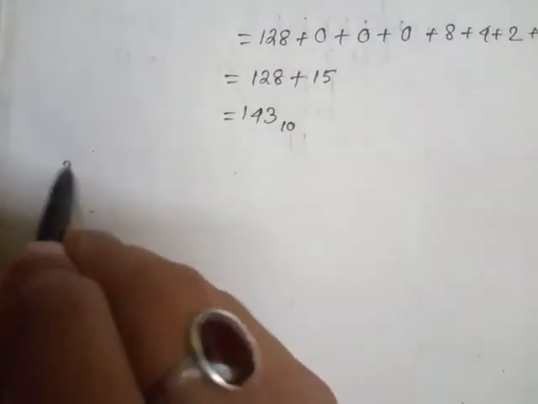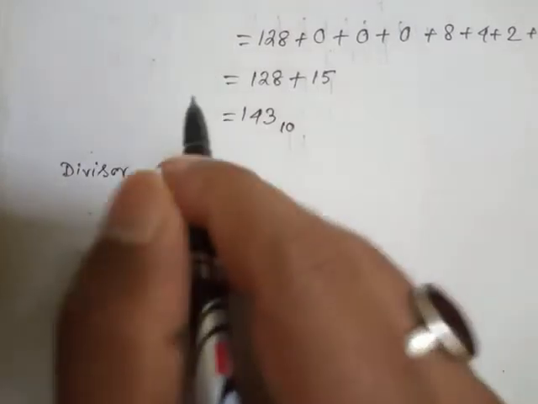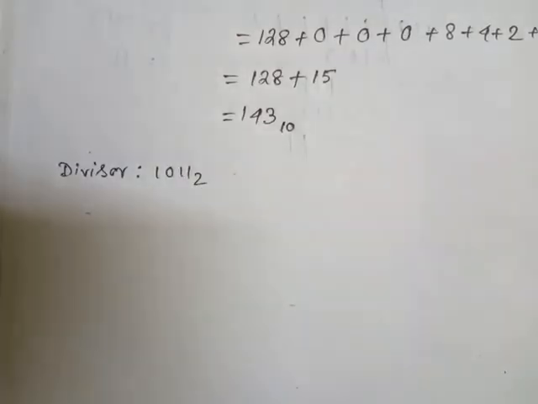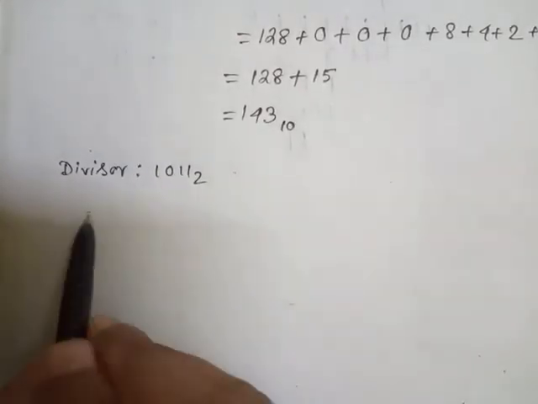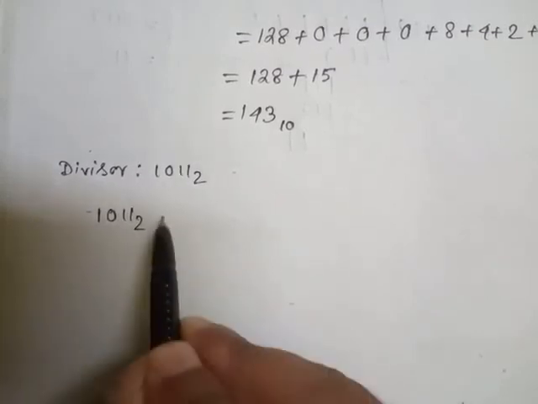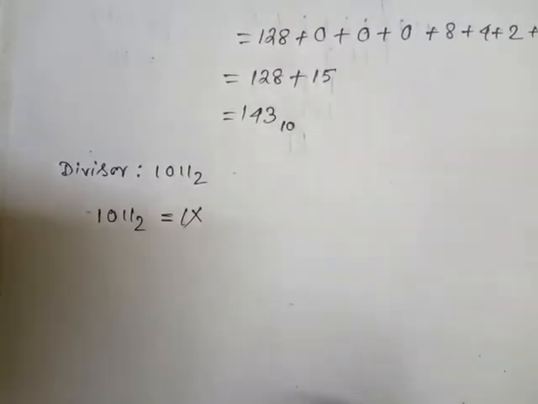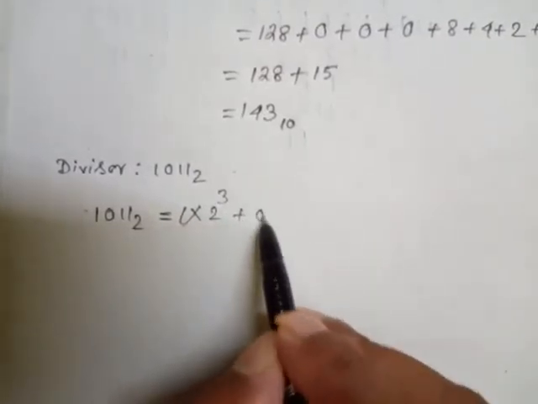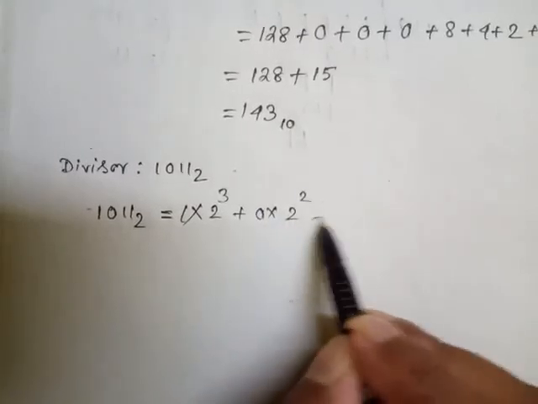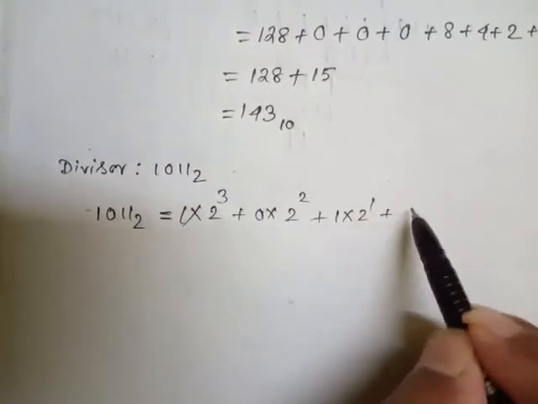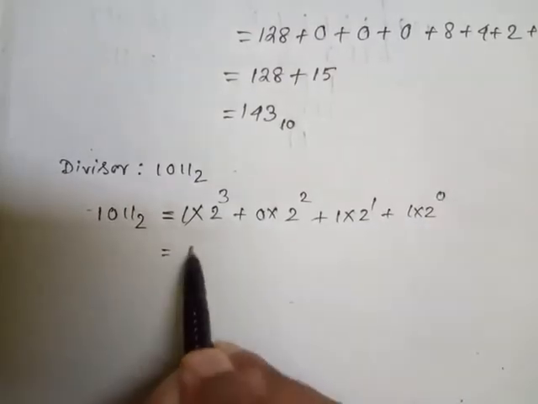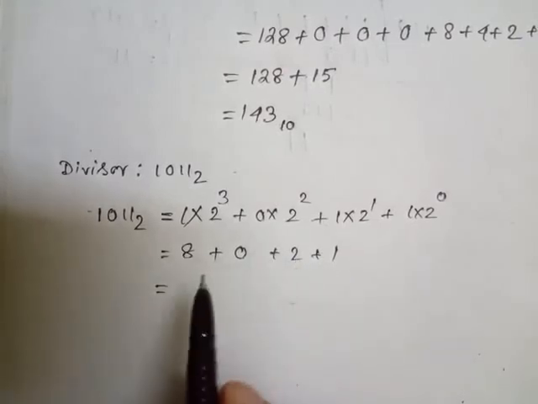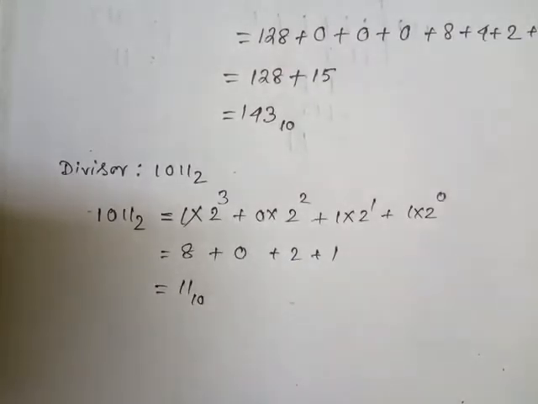Next one, divisor equal to 1011 base 2. Now we have to convert this one again. Like 1011 to decimal, like we did earlier, which means 1 into 2 cube, then 0 into 2 to the power 2, then 1 into 2 to the power 1, then 1 into 2 to the power 0. 2 cube is 8, there is 0, there is 2 and 1. So 8 plus 2 is 10 plus 1 is 11, 11 base 10.